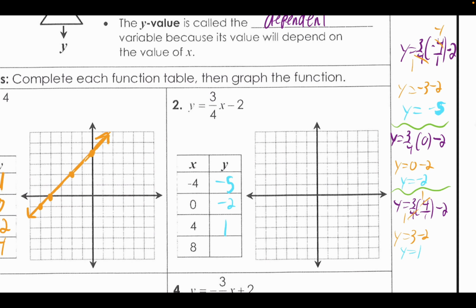And last but not least, I'll do it over here, because I'm out of room on the right there. So y equals 3/4 times 8, or 8 over 1, minus 2. The 4 and 8 would reduce to 1 and 2, giving us y equals -6 minus 2, which results in y equals -8. Oops, I wrote -8 instead of -2 here in the orange, anticipating the result a little too early.